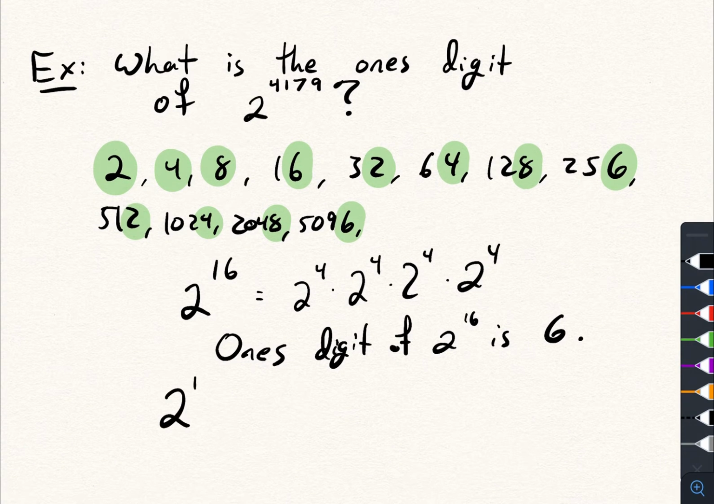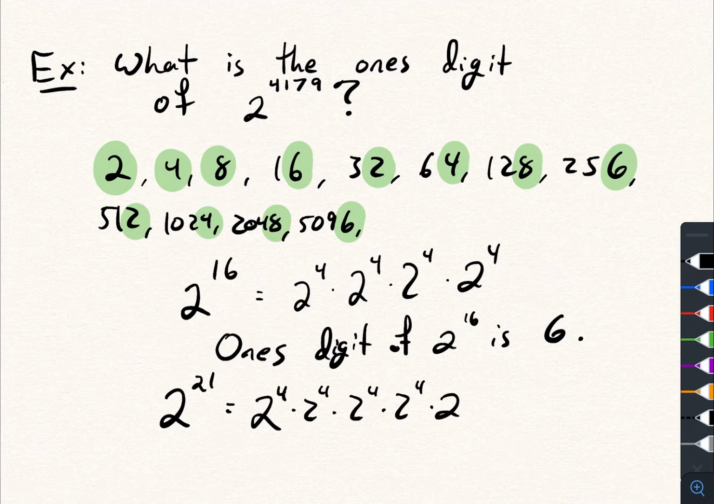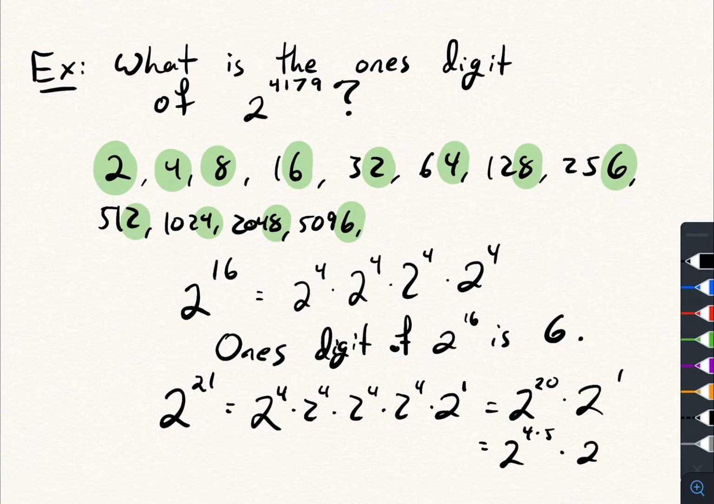Likewise, if we were to do 2 to the, let's say, 21st or something, this would be 2 to the 4th, 2 to the 4th, 2 to the 4th, 2 to the 4th, and then times one more 2, like 2 to the 1st. So we have a bunch of 2's grouped in groups of 4, and then one more 2 at the end. Another way you could write this is 2 to the 20th times 2 to the 1st, or 2 to the 4 times 5 times 2 to the 1st.